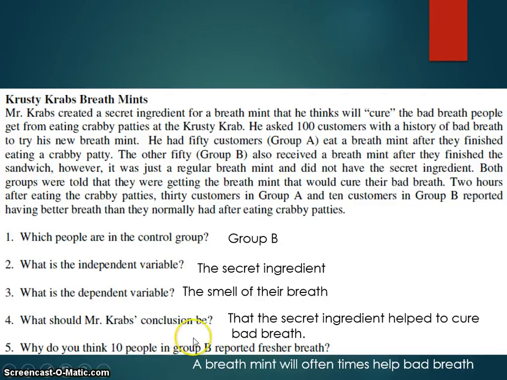Hope this video helps with what a control group is, no treatment. Independent variable is the treatment. Dependent variable are the results from that experiment.